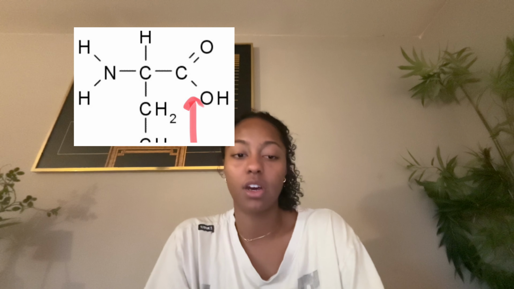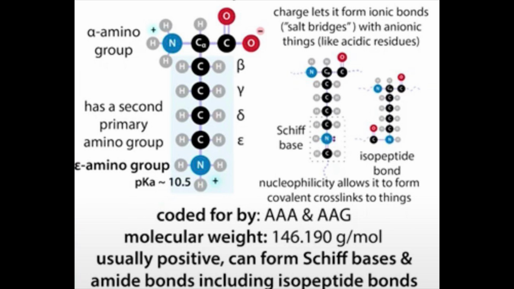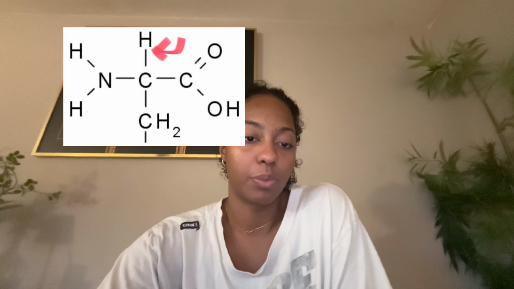The 4 functional groups that are attached to the alpha carbon, or the chiral center, in lysine, in priority order: the first group being the amino group, the NH2. The second functional group is the carboxyl group. The third functional group is the side chain, the (CH2)4NH2. That extra amino group that lysine has allows it to form Schiff bases and isopeptide bonds as well. And the last group being hydrogen.